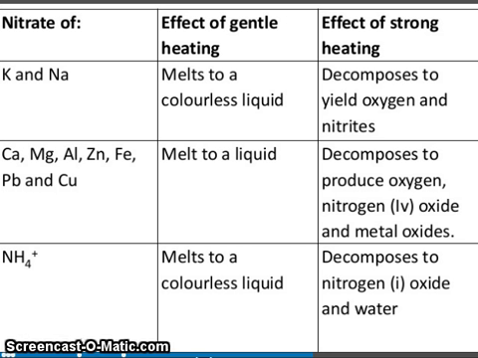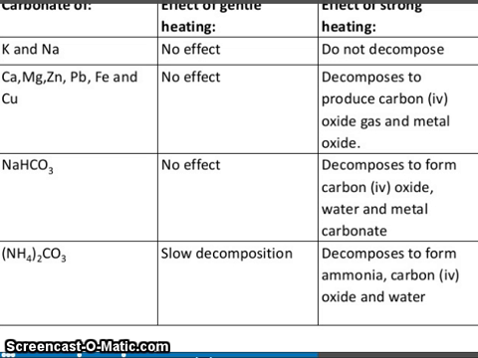Now the nitrates: effect of gentle heating and effect of strong heating. Sodium and potassium nitrate melt to a colorless liquid, and decompose to yield oxygen and nitrite. Nitrates of calcium, magnesium, aluminum, zinc, iron, lead and copper, on gentle heating, melt to a liquid, and decompose to produce oxygen, nitrogen oxide and metal oxide. Ammonium nitrate melts to a colorless liquid, and decomposes to nitrogen oxide and water.